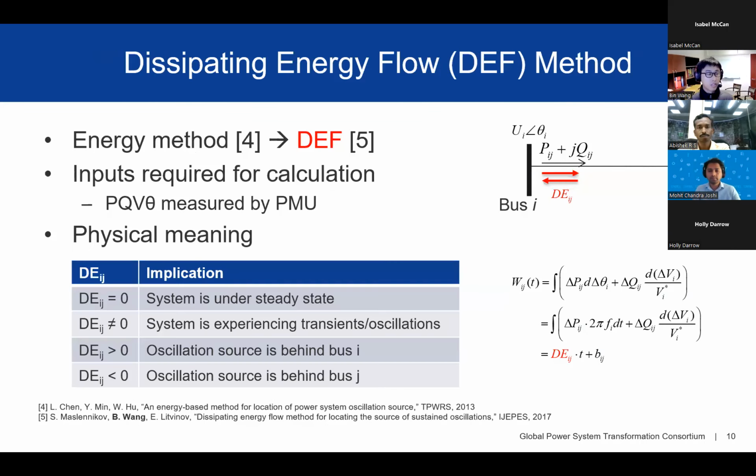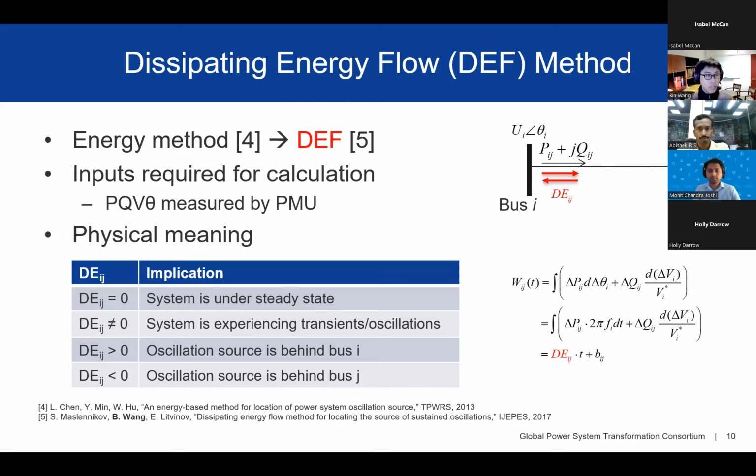First, the energy method we picked for online application. The energy method was originally proposed by a group of researchers from Tsinghua University in China. We added some data processing procedures and also modified the formula to better handle real-world measurement data. And then we named it the dissipating energy flow method, or DEF in short.